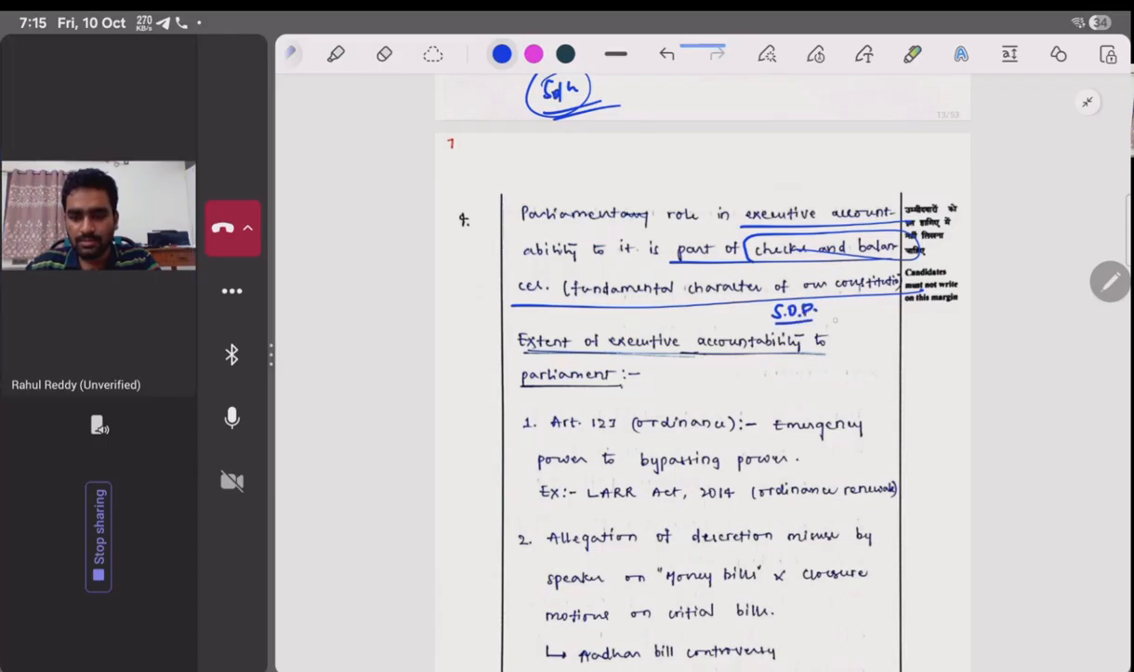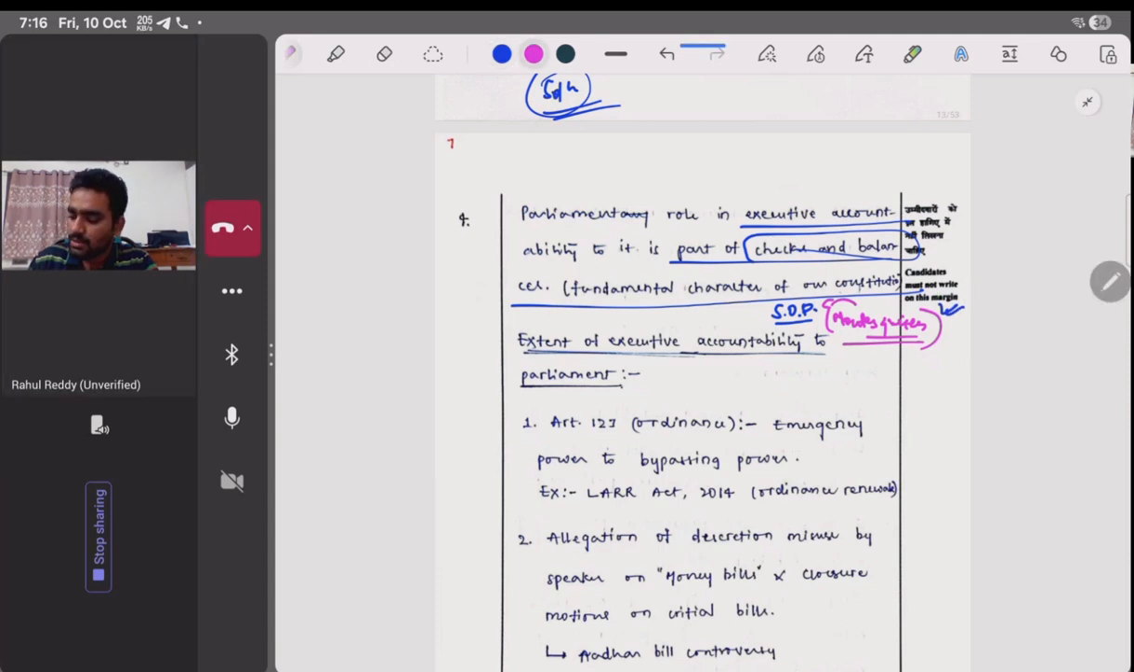ठीक है? इसी को अगर आप connect it with, you can connect with Montesquieu. Montesquieu has provided separation of power. That's executive has to be separated from the legislation. These things are the value addition.